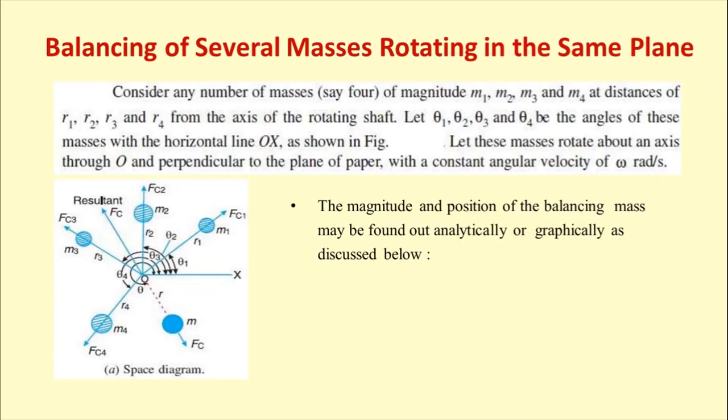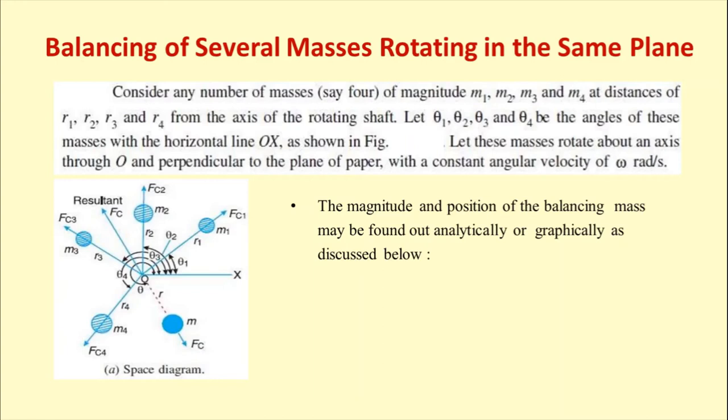Then as shown in the figure, let us consider these masses placed in the space diagram as shown, and the shaft on which they are attached. We are taking the view not perpendicular but along the axis of the shaft, that is through the z axis; the observer is observing along the axis of the shaft.